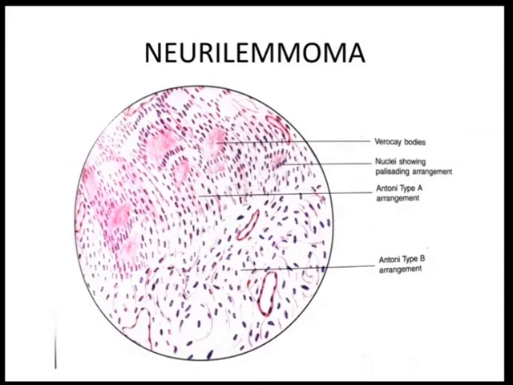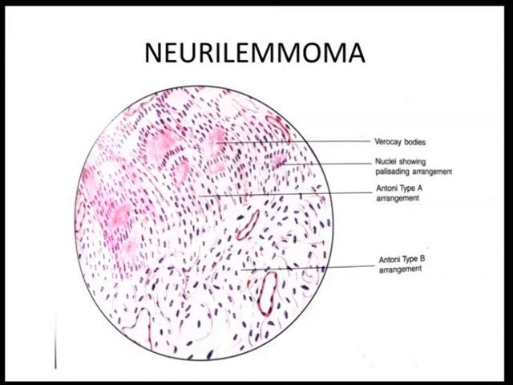So this is a nerve sheath tumor, neurilemoma, also called as schwannoma. It has got a characteristic type of arrangement called as Antoni type A and Antoni type B arrangement. In Antoni type A, you can see Verocay bodies. In Antoni type B, you can see an irregular arrangement.